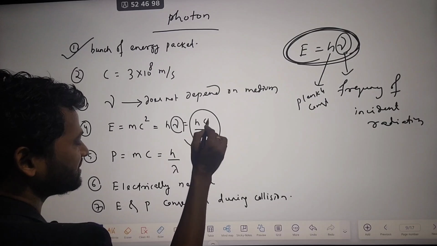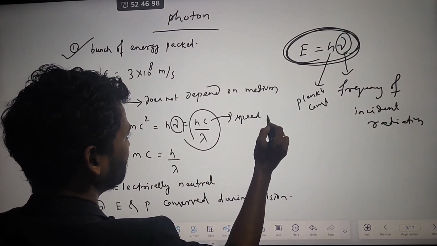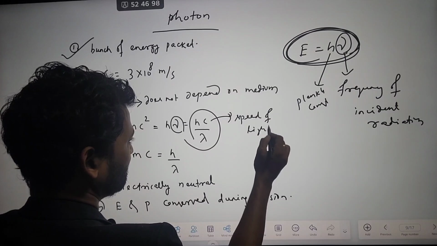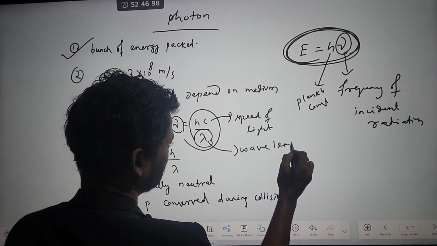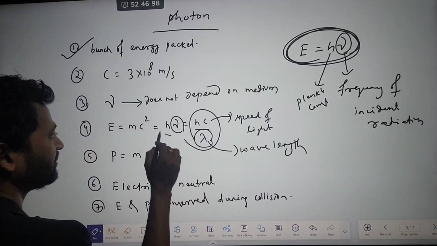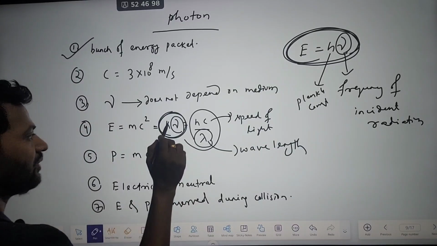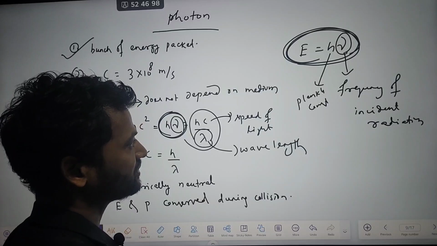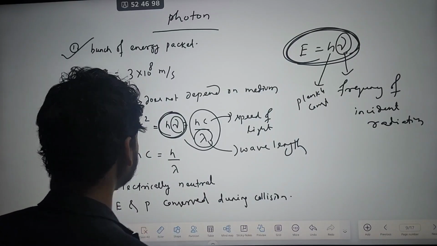You know frequency is c by lambda. c is the speed of light, and lambda is the wavelength of light. This formula is very important. Energy of a photon is h mu or hc by lambda. Mu is the frequency of incident radiation, lambda is the wavelength, h is Planck's constant.